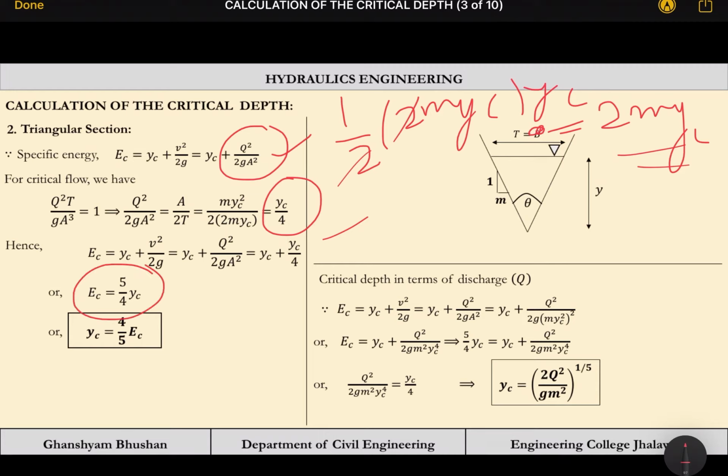This means ec is 5 by 4 times of yc. In rectangular section it was 3 by 2. Here it is 5 by 4. Or yc can be taken as 4 by 5 times ec.